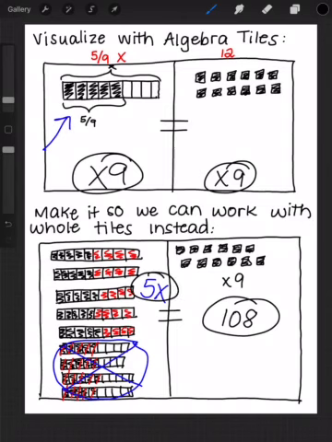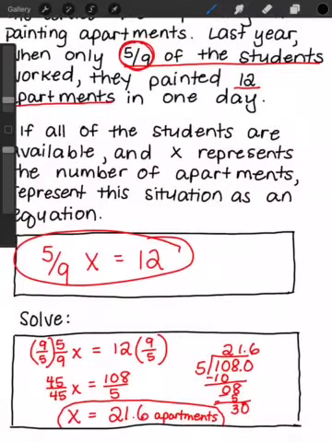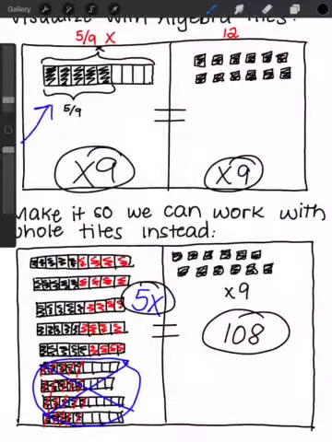Okay, so I have 5x on this side, I have 108 on this side. So then it gives us a chance to solve it the way that we used to solve these problems. Okay, so we would have, instead of multiplying it by the reciprocal like we did here, we just multiplied both sides by the denominator, and we end up with 5x equals 108.